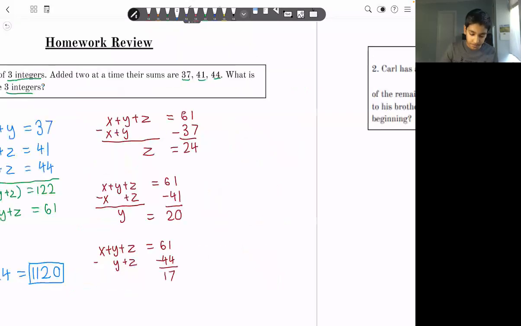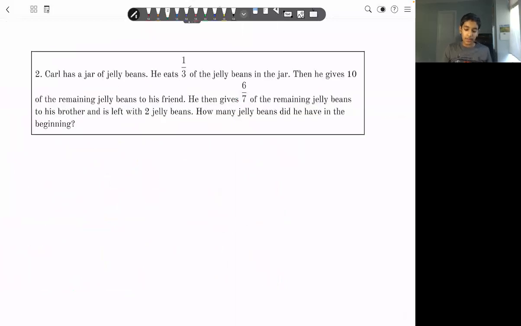We'll move on. Carl has a jar of jelly beans. He eats 1/3 of the jelly beans in the jar. Then he gives 10 of the remaining jelly beans to his friend. And then he gives 6/7 of them.